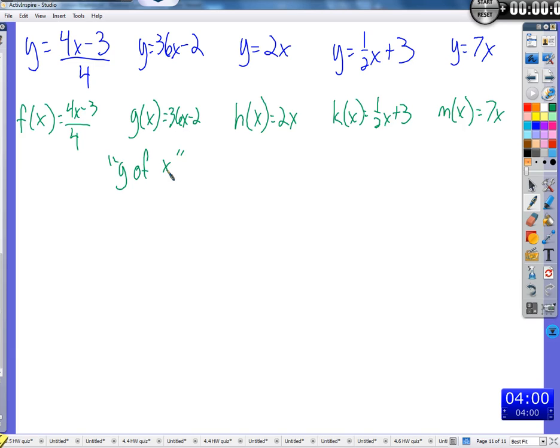So, let's quickly review. There's really just one point here so far. What is the first important thing about function notation?